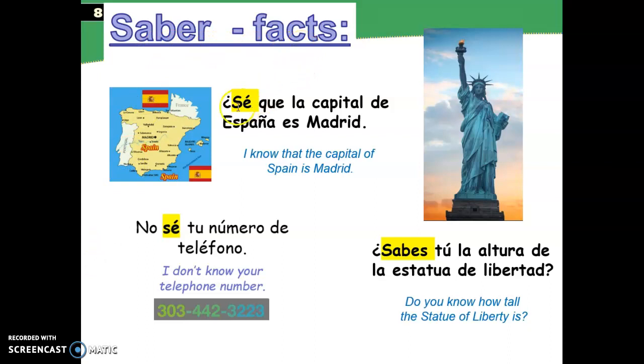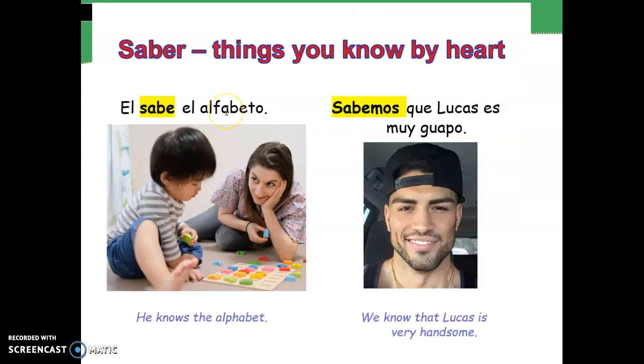If I want to say, I know that the capital of Spain is Madrid, I say sé que la capital de España es Madrid. It's a fact that I know. If I say no sé tu número de teléfono, or if I ask you, ¿sabes tú la altura de la Estatua de Libertad? You know how tall the Statue of Liberty is. So those are facts. Things you know by heart.